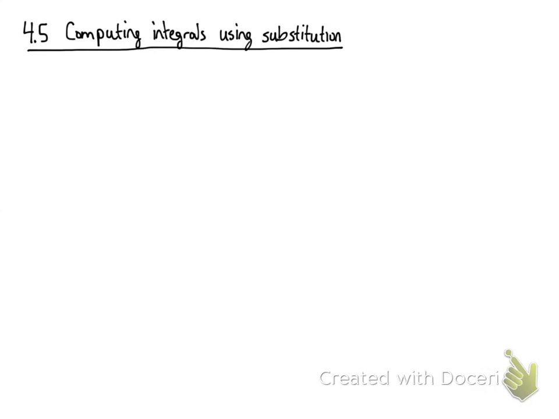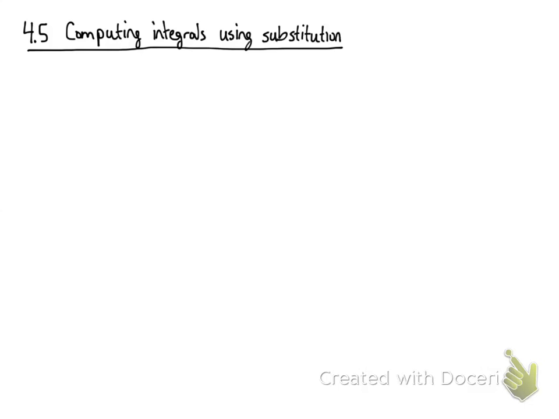Hi folks, here is the last section of chapter 4. There's only 5 sections in this chapter. And this section is going to provide us another way to compute integrals, more complicated integrals than we've been able to do before. Today we're just going to talk about indefinite integrals, that is, how do you find antiderivatives.